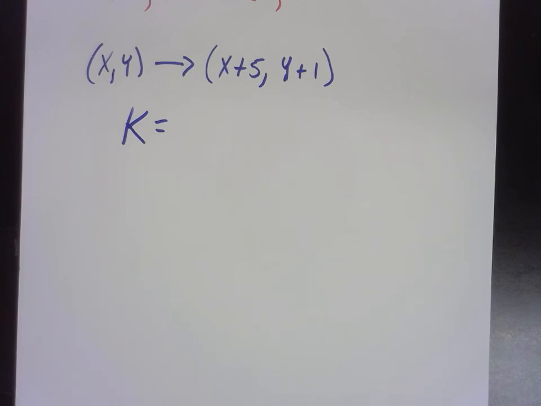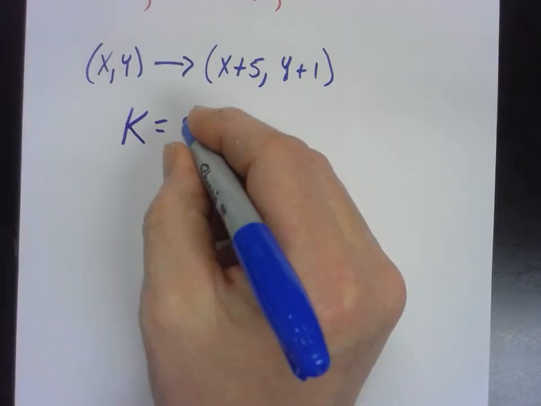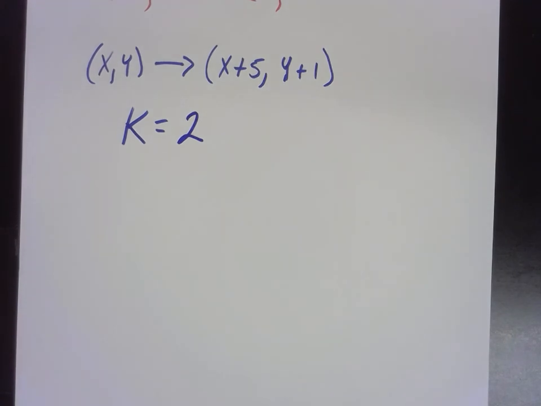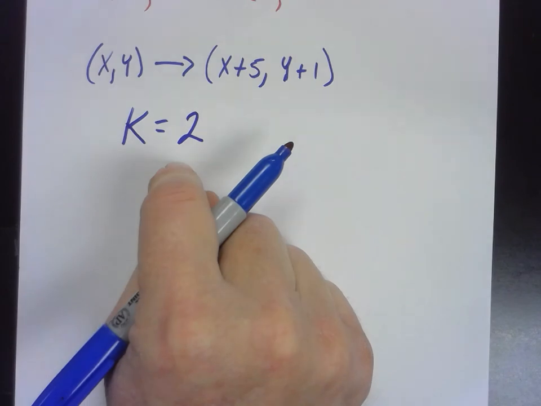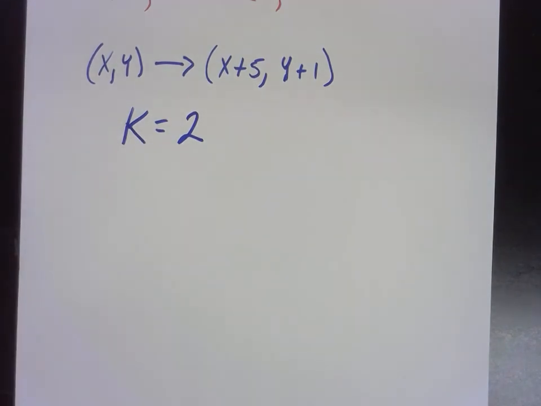So any guesses on the scale factor? Is it 2 or is it a half? It's got to be 2, because the pre-image is smaller, isn't it? It's growing, so we know that the scale factor has to be greater than 1. So that's one way that we can look at it.